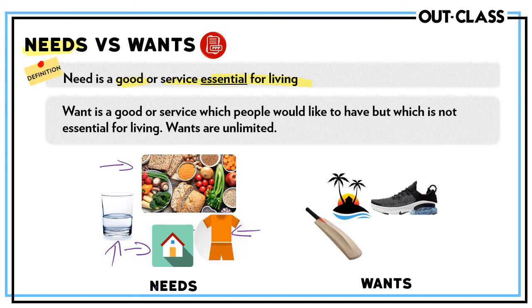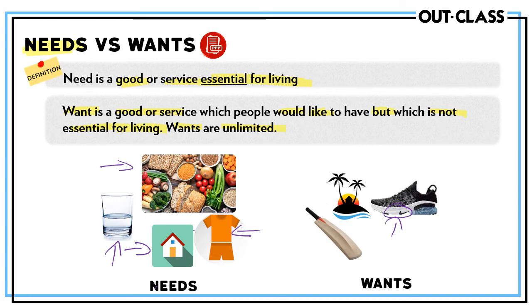On the other hand, wants are those goods and services which people would like to have but which are not essential for living. So wants are unlimited. Once the needs of people are fulfilled, then they desire more. That is, they want life to become more pleasant and wants to be satisfied, that is maybe fashionable clothes and shoes. This Nike tick is a want. You want a better quality and a fashionable life for yourself. And these things mostly are material wants.